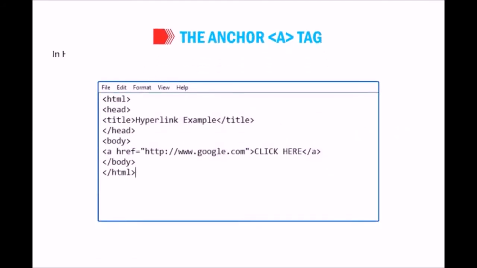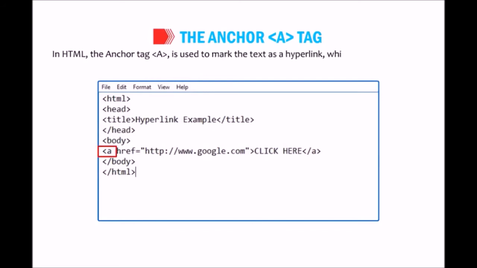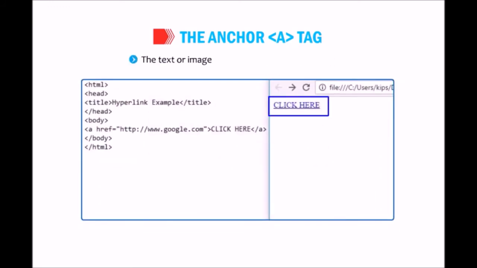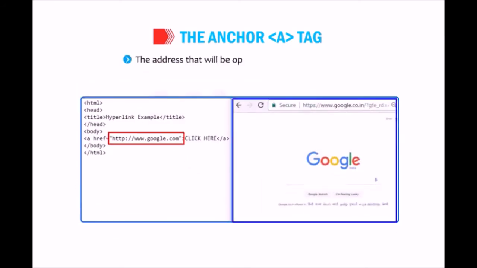Okay, let us understand the anchor tag. In HTML, the anchor tag <a> is used to mark the text as a hyperlink, which a user can click to display the document anchored to it. Being a container tag, it requires the closing tag </a> to mark the end of the text or image. This tag is generally used to specify the following: the text or image that is clicked to activate the link, the address that will be opened using the defined link.